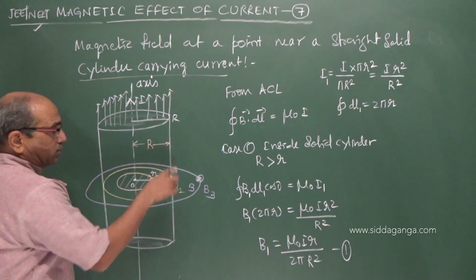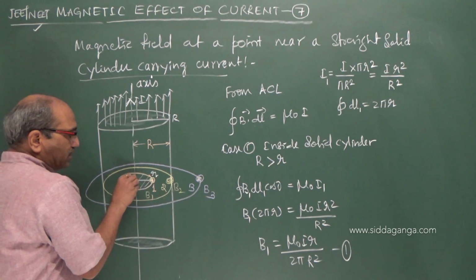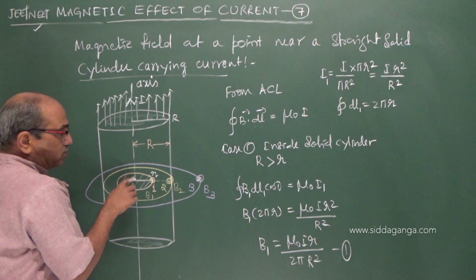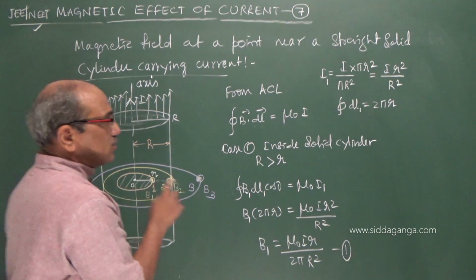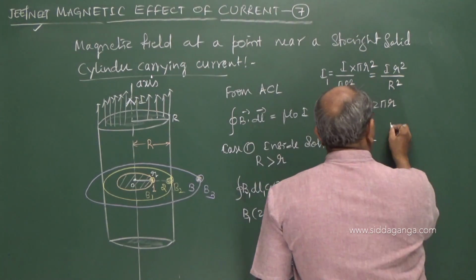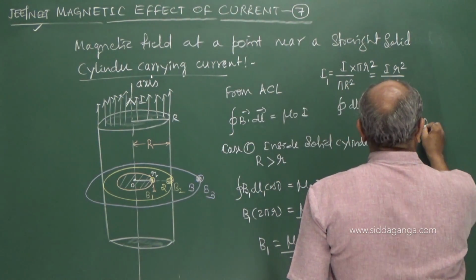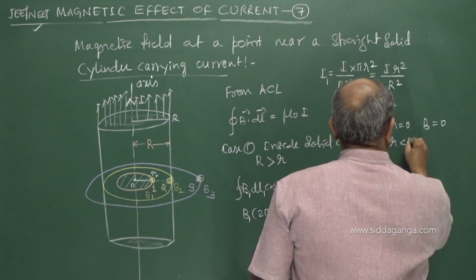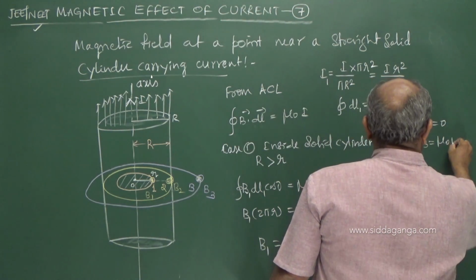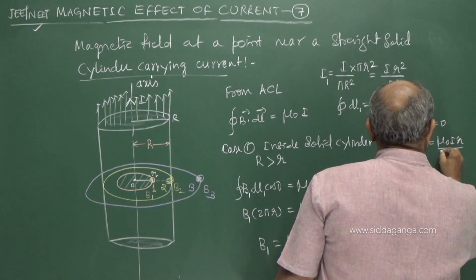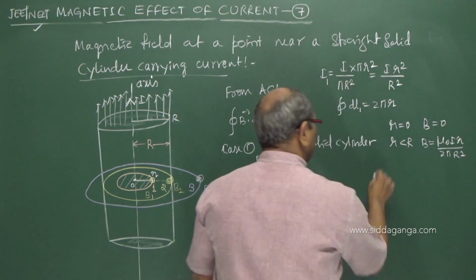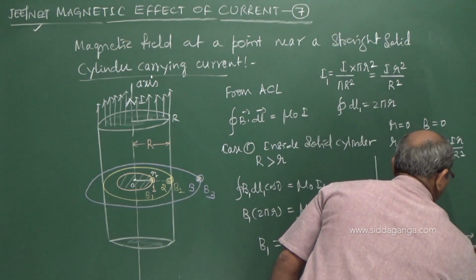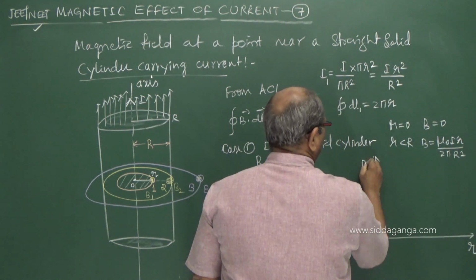Inside the solid cylinder, as you move outward from the center, the field goes on increasing. At the center, field is 0. Just I write r equal to 0, field becomes 0 at the center. For r less than R, B is equal to mu naught I r by 2 pi R square. So if I draw a curve, I can show how the magnetic field varies with r.